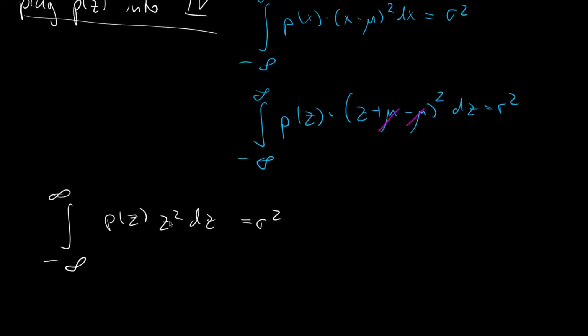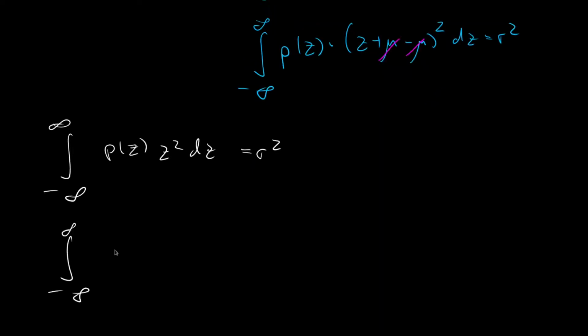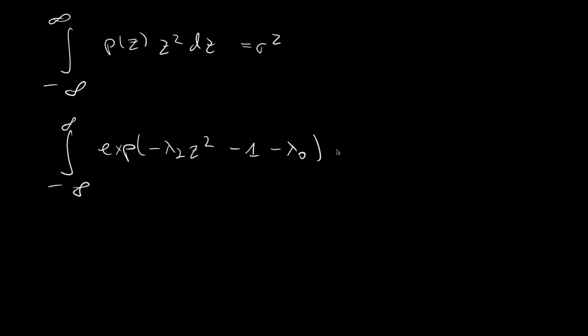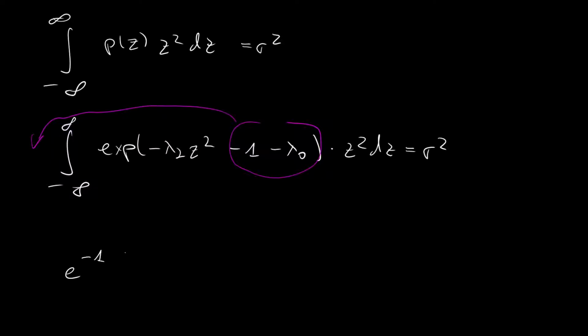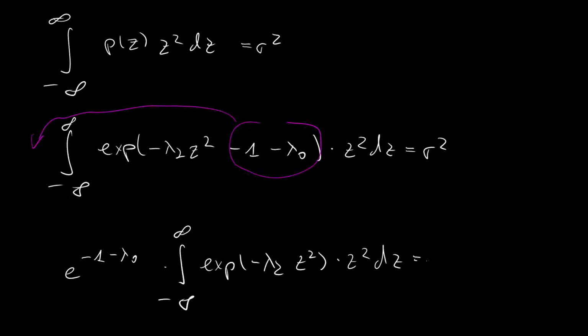And if we then plug in what we had for p of z, then we get the integral from minus infinity to plus infinity over the exponential of minus lambda 2 z squared minus 1 minus lambda 0, closing brackets for the exponential, times z squared dz is equal to sigma squared. Then we can again use the same trick to put these constants in front of the integral, and we have e to the minus 1 minus lambda 0 times the integral from minus infinity to plus infinity over the exponential of minus lambda 2 z squared times z squared dz is equal to sigma squared.